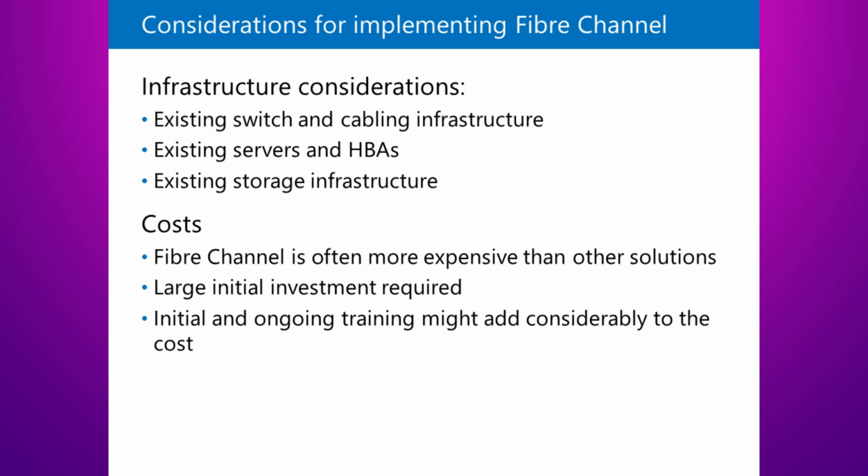Additionally, each host also requires at least one dedicated HBA and often two HBAs for redundancy, which you must manage and cable separately from your production network traffic. Finally, the storage system that you are using also must support Fibre Channel.